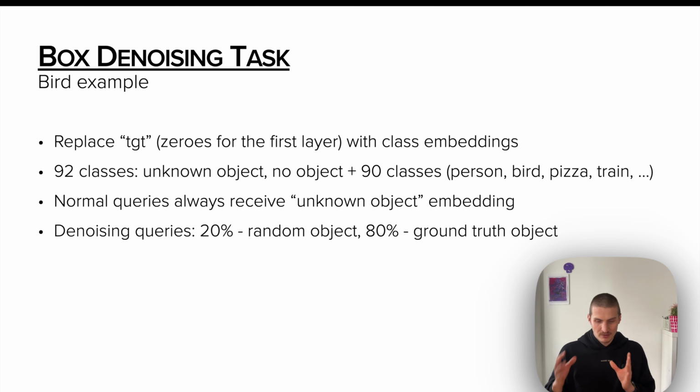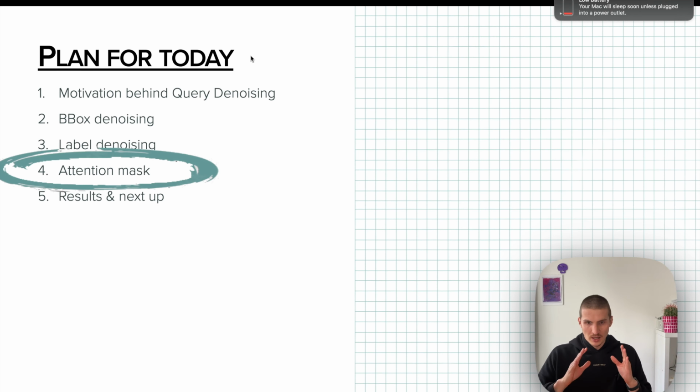Denoising queries receive the true class label that is flipped to the random class with 20% probability. This means that the task is now slightly different between denoising and normal queries. So normal queries always receive this unknown object class that is always different to what we're trying to predict, whereas denoising queries sometimes receive just the true class of the object, and sometimes they receive a randomly flipped class. So the tasks are now slightly different, but as experiments show, they still help improve the overall training of the model.